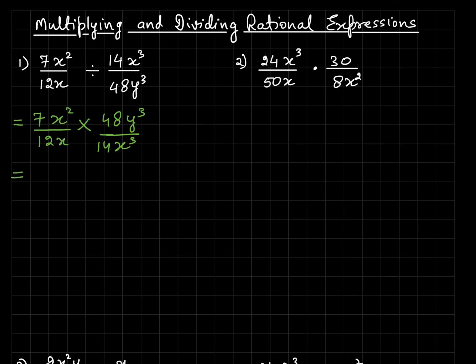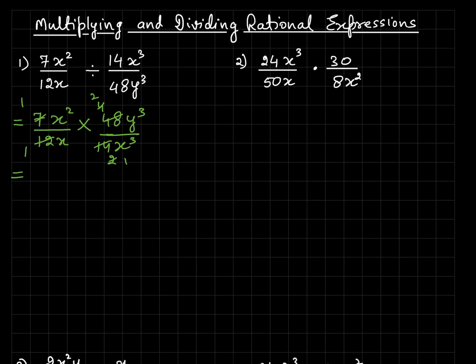Now we have to see the numbers in the numerator and denominator. Can we divide? Yes, 7 and 14. I can divide up and down by 7, so this 7 would be cancelled. 7 ones are 7 and 7 twos are 14. Same way 12 and 48: 12 ones are 12 and 12 fours are 48. Then this 4 and 2 can again be divided. 2 ones are 2 and 2 twos are 4.